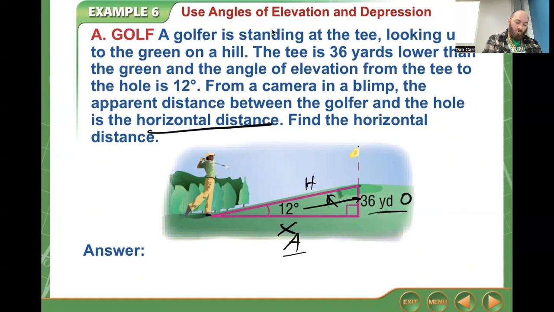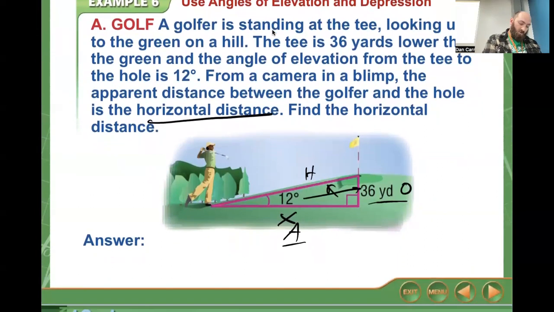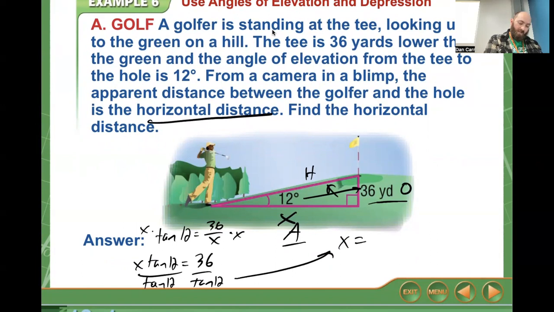So we know the opposite. We're looking for adjacent. So once again, let's do tangent. So I can do it as the tangent of 12 is equal to opposite 36 over x. So I multiply both sides by x here. So I got x tangent 12 equals 36. Then I divide both sides by tangent 12. Okay, so what goes in my calculator is 36 divided by the tangent of 12.